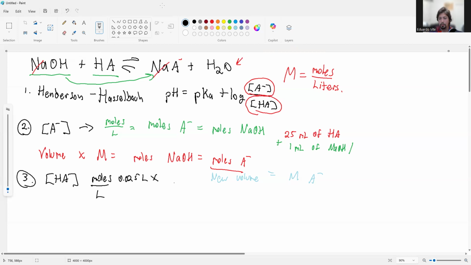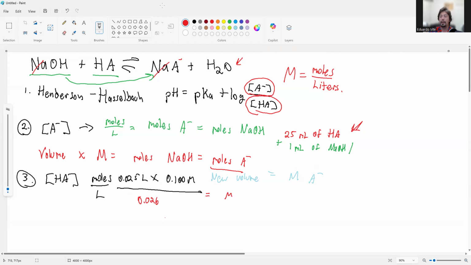0.025 liters times your molarity of simulated acid, which was 0.100 molar. And that is going to give you the moles. You're going to divide that by the new volume. In this case, again, I'm referring you back to this area right here. You are adding volume of base to your acid at every addition. So make sure that you're doing 25 mL plus however many volumes you've added so far. And that is going to be your total volume. So it's going to be volume times molarity gives you moles, divided by the new volume. So in this case, 0.026. And that should give you your new molarity.